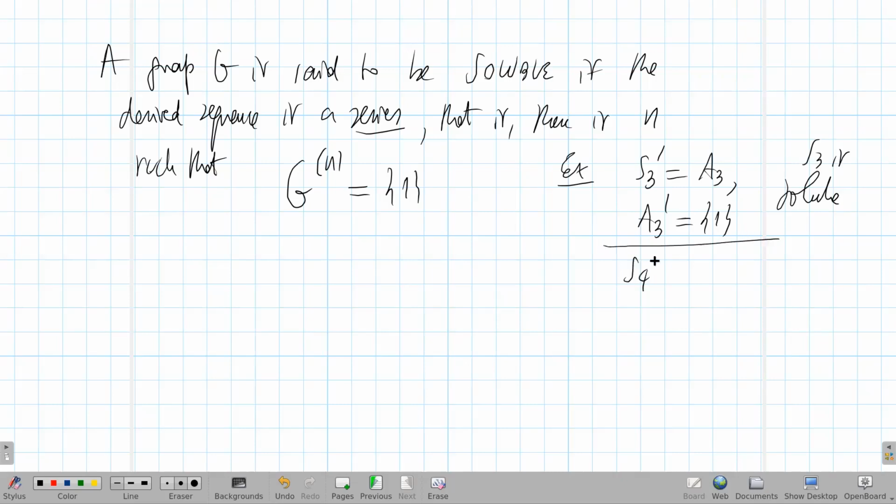And then if you take S4, the derived subgroup is A4. If you take A4 prime, you can see that this is a subgroup V of order 4. And we know from the theory of groups that a subgroup of order p squared, when p is a prime, is abelian, so V prime equals 1. So S4 is soluble. But of course, starting with S5 it is not soluble, because, well, we'll come to that in a second.